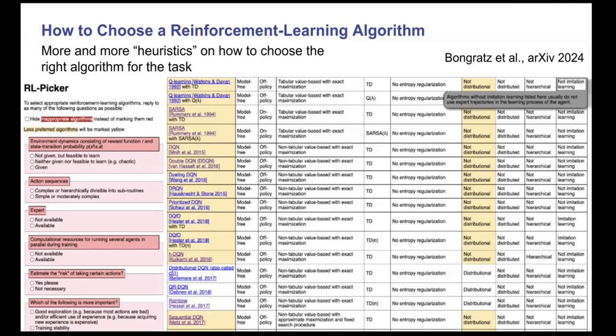But if you answer that, then the RL picker will tell you, well, actually, you should use something model-based, but this is not covered by this RL picker. So please just look into a survey paper. And this is not me saying that the RL picker doesn't give you good suggestions. It's just me telling you it's impossible to come up with a heuristic that covers all of RL, that works for all possible environments, and will be still true in the future, because there's so much progress happening in RL at the moment.